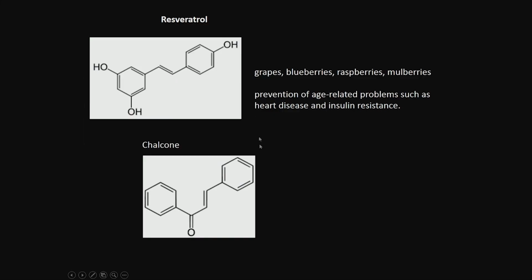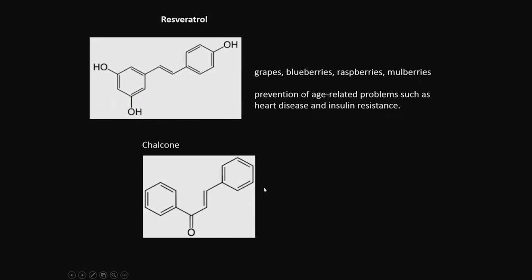Resveratrol is found in grapes, blueberries, raspberries. It is supposed to have antioxidant activity, and it has very good prevention related to age-related problems, heart disease, insulin. So, a lot of things are there. So, I want you guys to practice it, or we can even check it out here.